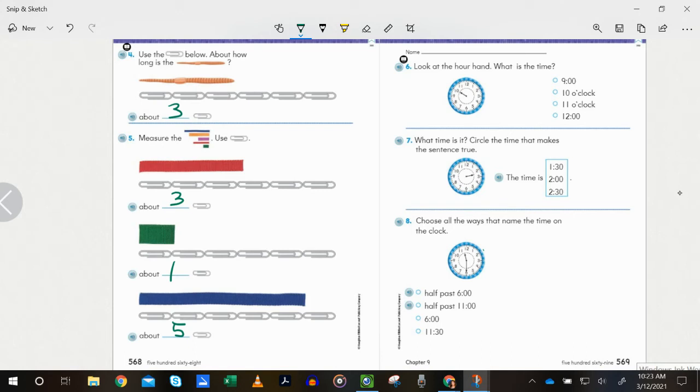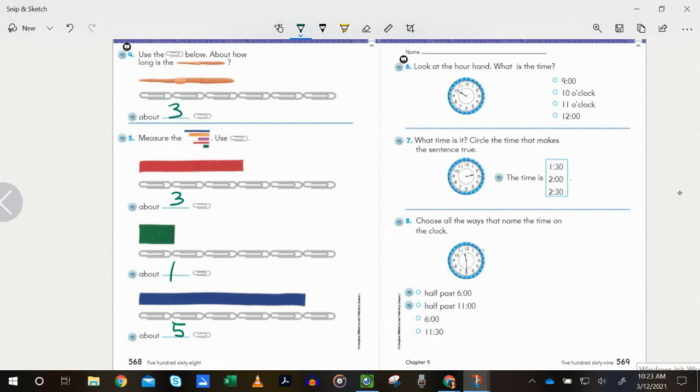Now each of these pictures has 6 paper clips, but none of the ribbons went to the end. So if you got the answers on this page right, give yourself stars. And when you're ready, come over to question 6.